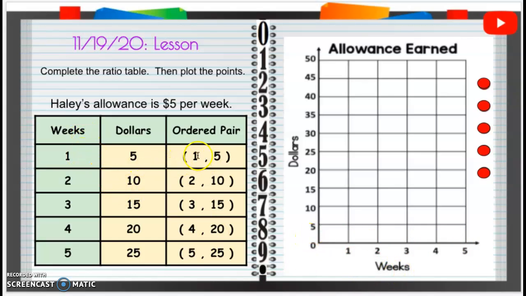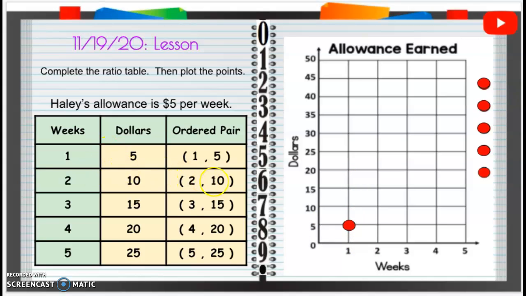So for 1 week, we're going to have $5. So for 1 week, we're going to go over 1, up 5. So 1 week, $5. Here's the dollars, here's the weeks. Also, what I like to think of is you have to walk down the hallway first in order to get on the elevator to go up the floors. So you have to walk to the elevator and then you can go up on the elevator. You can't just jump. Down the hall, up the elevator.